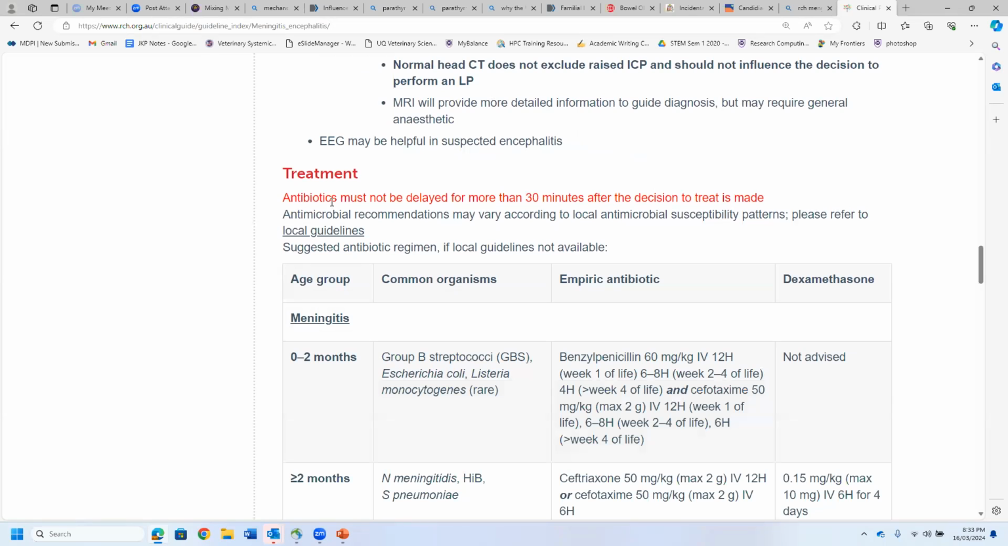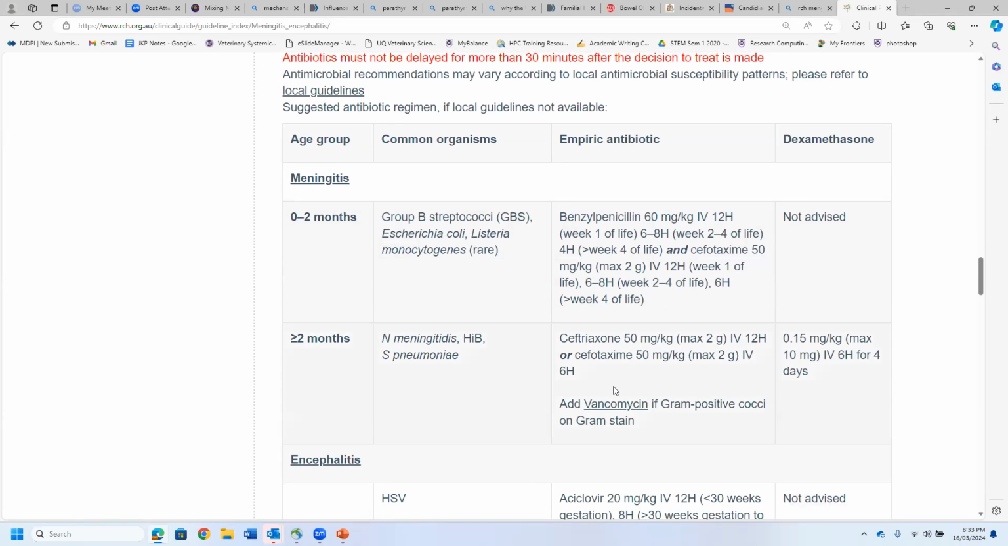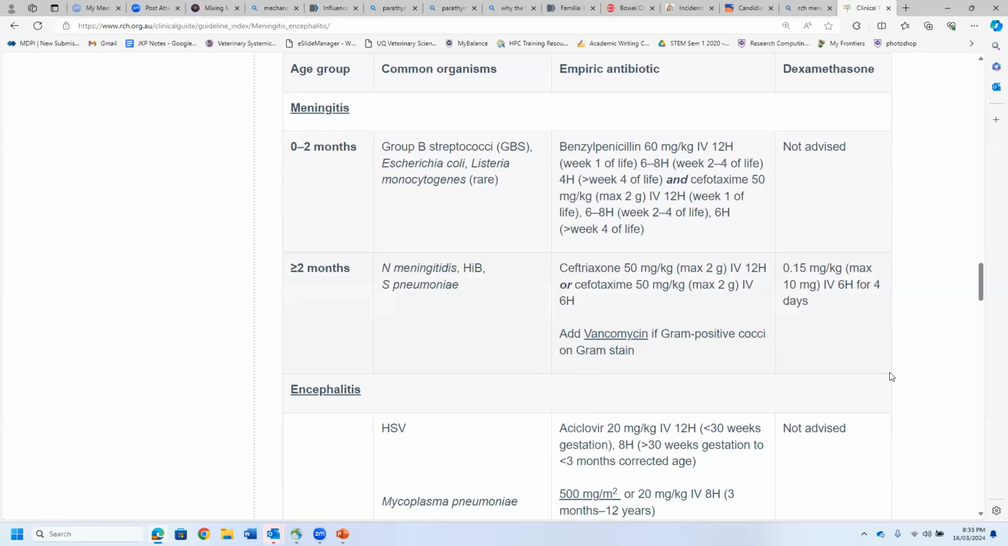Treatment: antibiotics must not be delayed for more than 30 minutes after the decision to treat is made. So once you have done the initial full blood count, Chem 20, CRP, blood cultures, start the patient on IV fluids if the patient requires it, and start the patient on empirical antibiotics. Less than 2 months, we start the patient on benzyl penicillin, but more than 2 months, ceftriaxone, and if MRSA, then vancomycin. And we give the patient dexamethasone as well for 4 days.